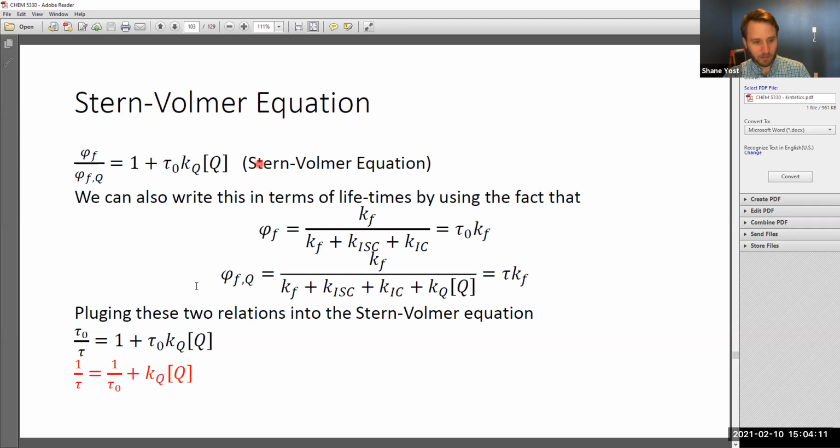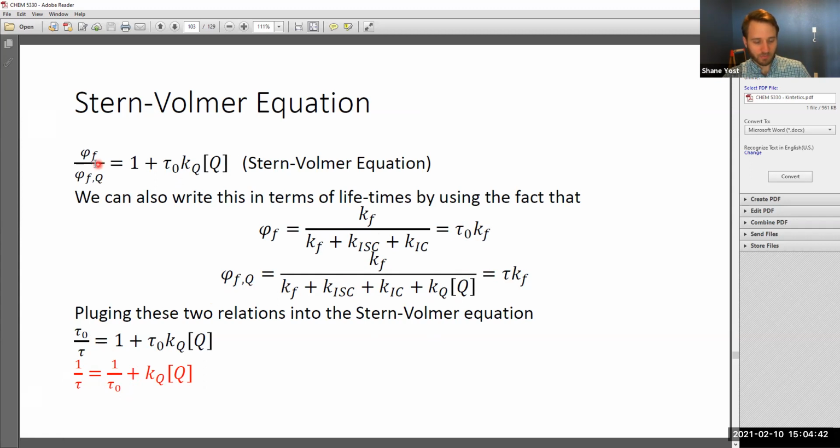And here, this is a Stern-Volmer equation, as they call it. This is just another form of it. The derivation is kind of just given here. This is defined as tau naught, this is defined as tau. It's got these things here, and I can plug it in to get this relationship with lifetimes and the quenching concentration and the quenching rate constant.